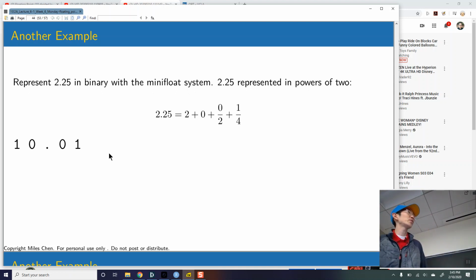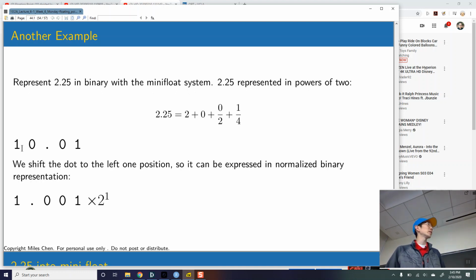Okay, and then what I have to do is turn this into binary scientific, right? So what do I have to do to get binary scientific? I would take this decimal place and I would just roll it over 1 position. So I get 1.001, okay? So I get 1.001, and because I rolled it over 1 position, it's going to be times 2 to the 1.